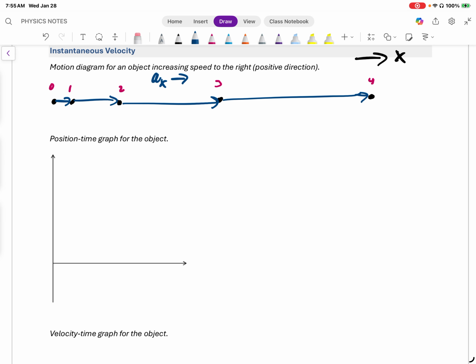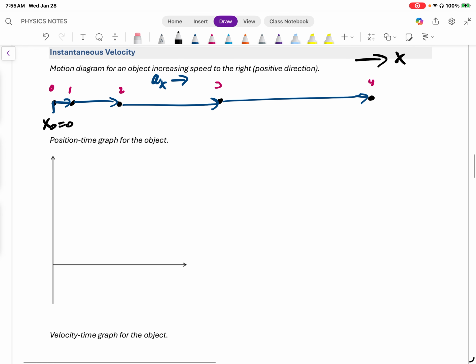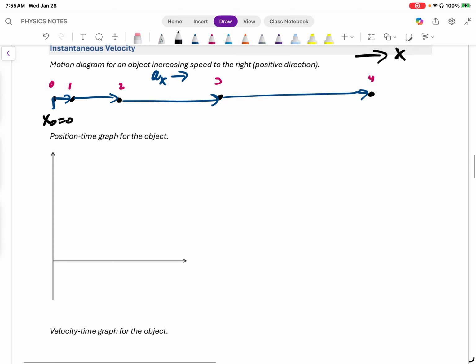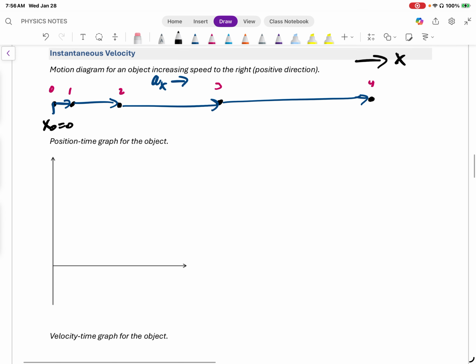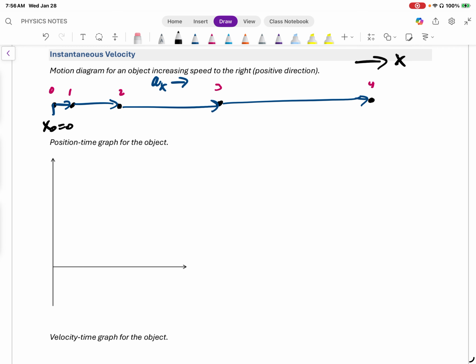And then the other piece: I'm going to say that this x position here is 0, so x0 is equal to 0. So we're increasing in our x direction as we move to the right. Similar to what we did previously, we're going to take this motion diagram and plot it on a position-time graph.